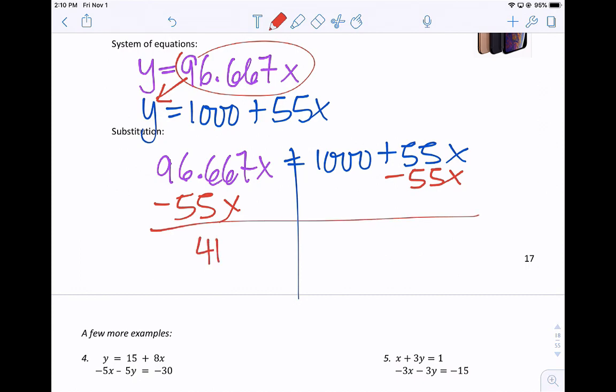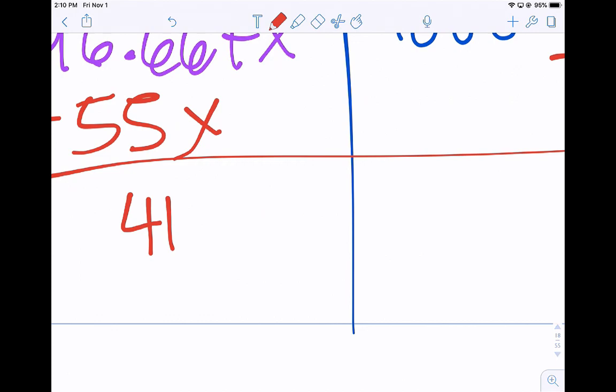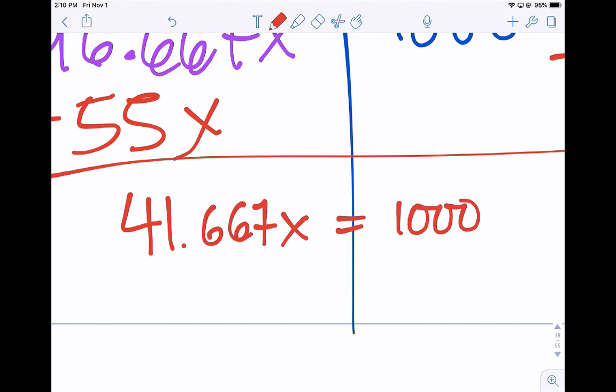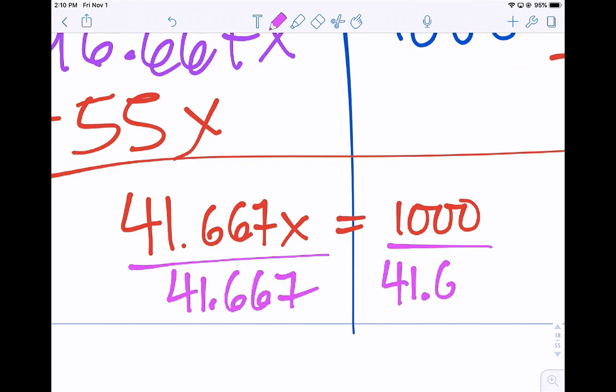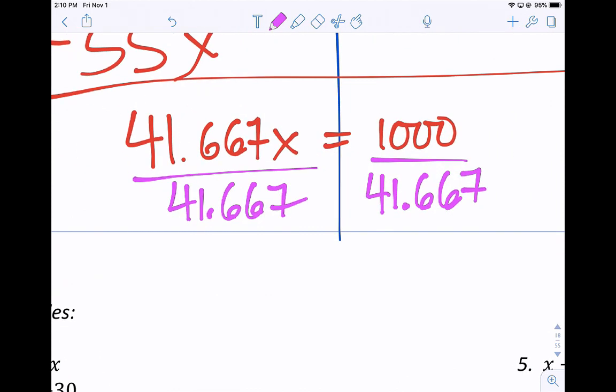So we get 41.667x equals 1,000. Divide each side by 41.667. When we do that, we get x is about 24. So I'll round. And that's what we got yesterday, at 24 months.